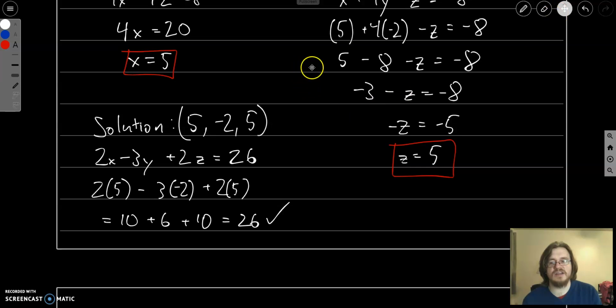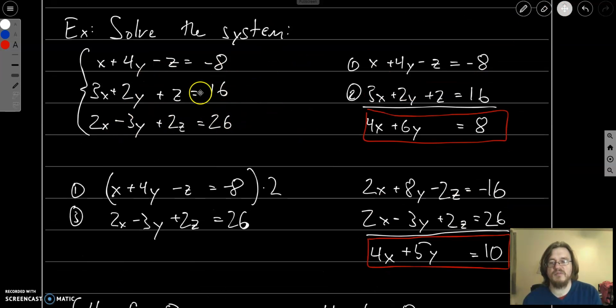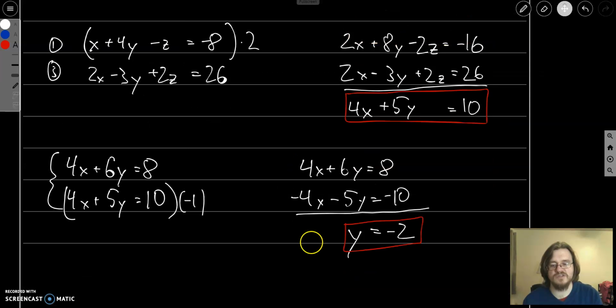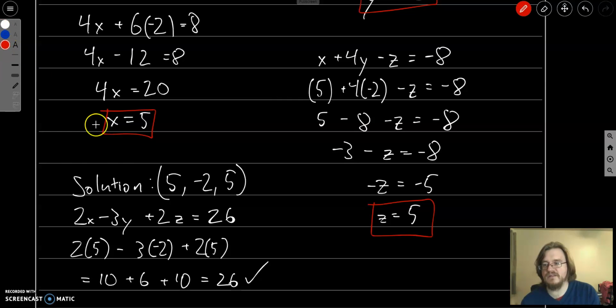So I've only checked one of the 3 equations. But I could go back through and check the other 2 as well. But I will stop here in this video, and we'll do another example in the next.